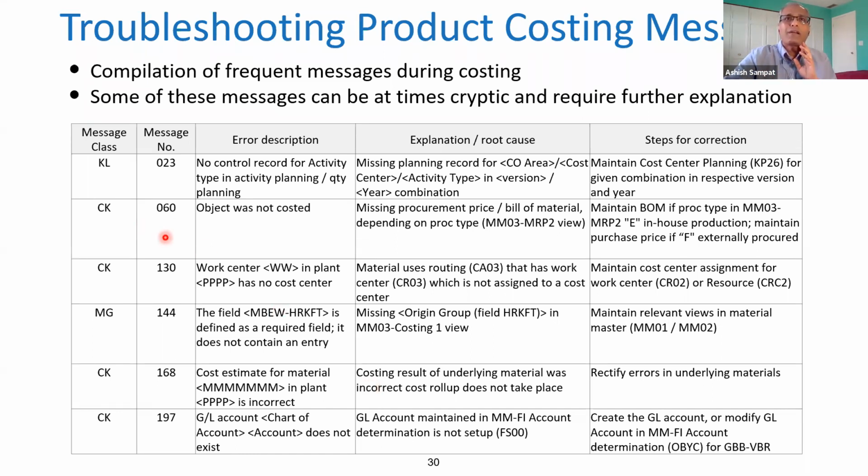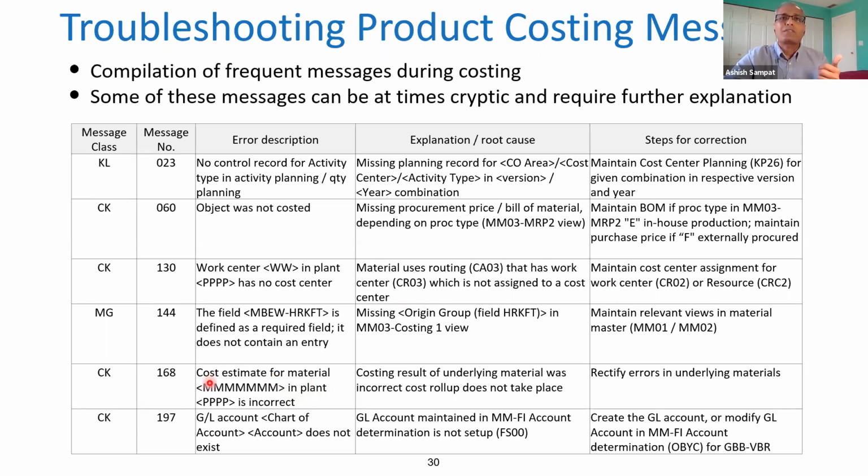So if we look at this one, work center in plant has no cost center. It tells me that when you look at the routing, it has a work center which is not assigned to a cost center. And this can happen in case of a resource also, a recipe which has a resource which is not assigned to a cost center. And that is something that you have to resolve through master data transactions. So go to CR02 or CRC2 and assign it to the right cost center. So obviously this comes up only at the initial stage of go live, or at the time of a new work center being set up.